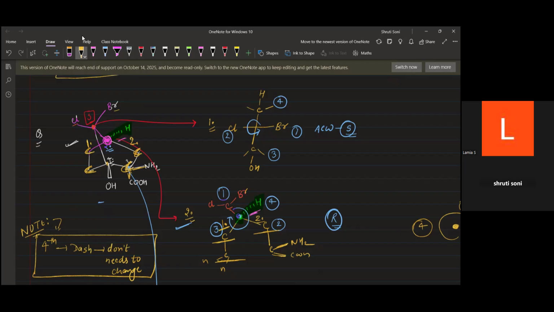If I attach these groups in a different way, there is also a possibility that we are getting the correct answer, because we need to imagine the structures. You only need to know that the fourth group is on the dash position. The upper side you need to draw on the upper side, and the two carbons on the lower side you need to draw on the lower side only.